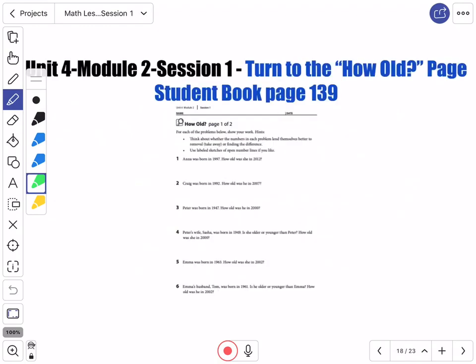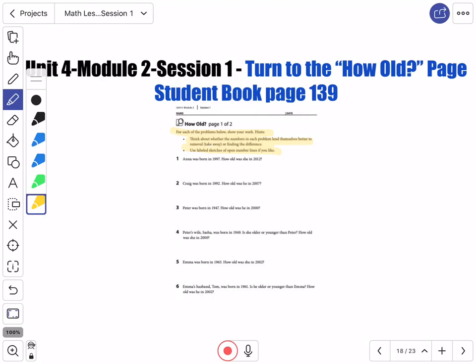All right, moving on. So what I'd like you to do now is turn to the How Old page in your student book on page 139. I'll give you a little bit of time to turn to that page. While you are getting to that page, I'm going to go ahead and read the directions to you, okay? The directions are, for each problem below, show your work. Hints: think about whether the numbers in each problem lend themselves better to remove or take away, or to find the difference. And then use labeled sketches of open number lines if you like.